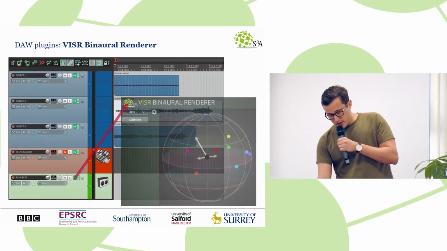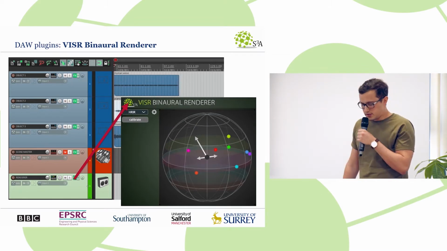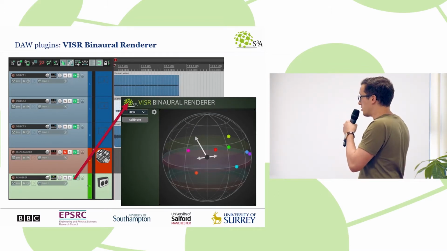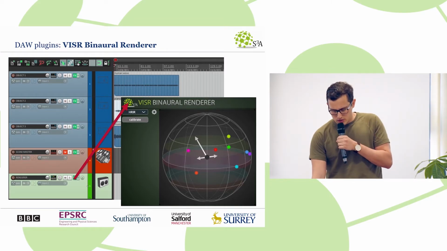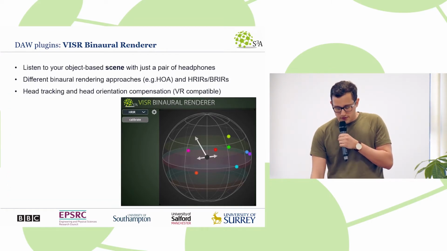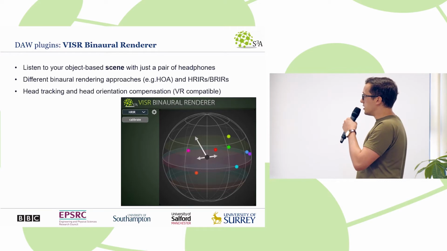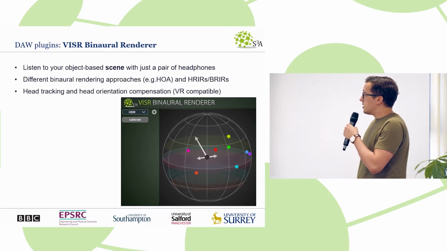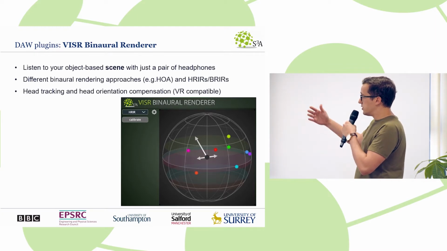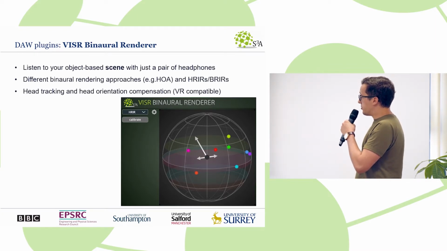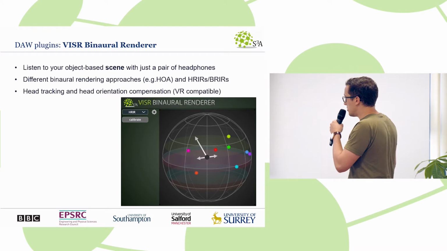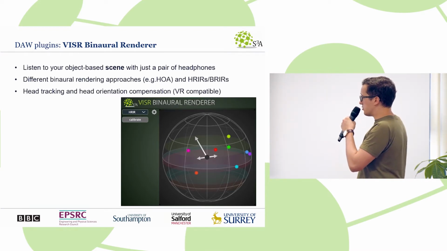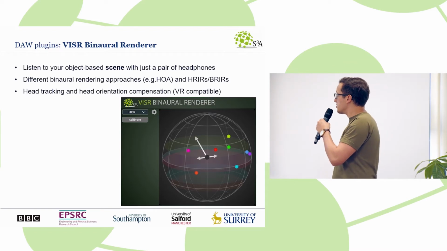Another available renderer is the binaural renderer, which allows you to create binaural content using an object-based production. The main feature, of course, is that you can listen to the object-based production using headphones. You can also choose different rendering approaches, such as higher order ambisonics to binaural, or you can choose your favorite S3A HRTFs.